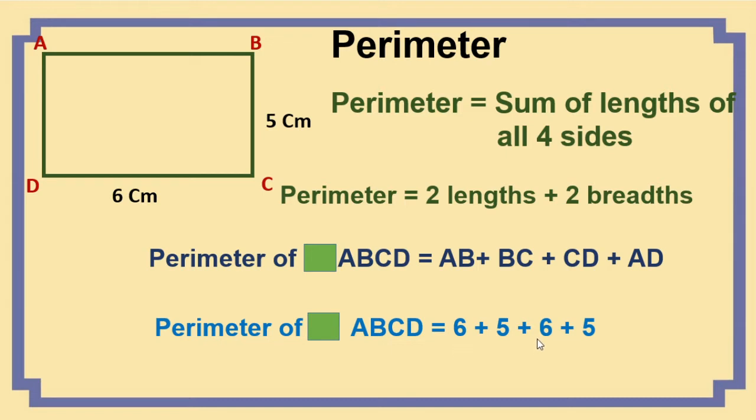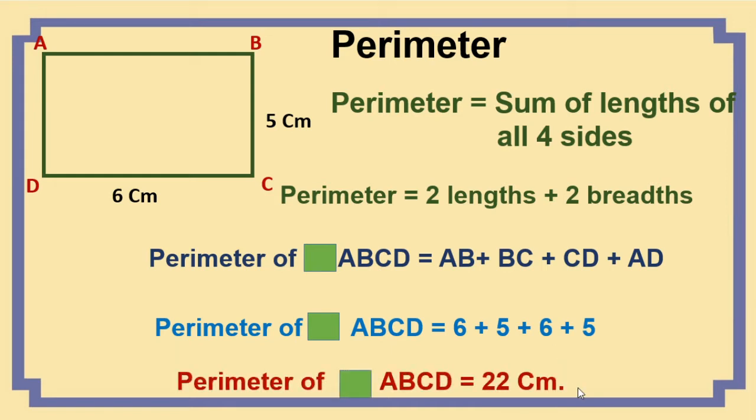Now we will add these lengths, that is 6 plus 5, that is 11, again 6 plus 5, that is 11, together make 22, isn't it? So the answer is 22 centimeter. Because this is 6 centimeter and this is 5 centimeter, in the answer also we have to write centimeter.